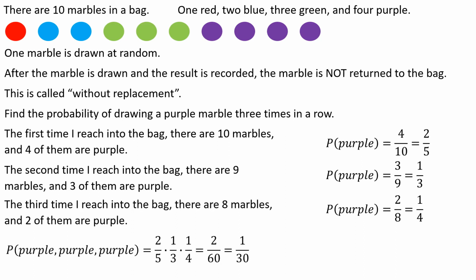Right? So if I want the probability of purple followed by purple followed by purple, and I'm doing this without replacement, I would have 2/5 times 1/3 times 1/4. That is 2 out of 60, which of course reduces to 1 out of 30.